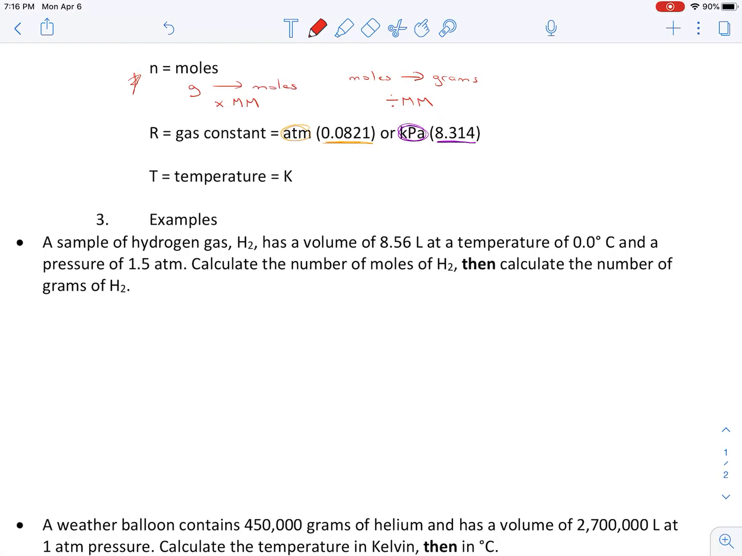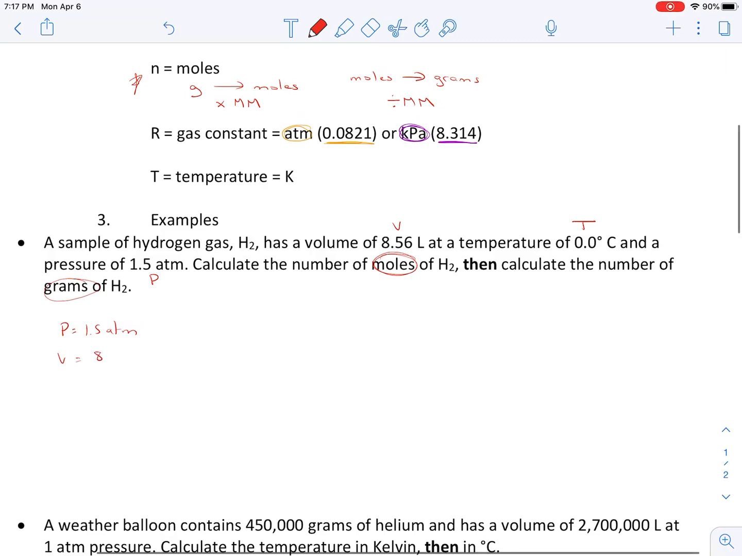Our first example problem says a sample of hydrogen gas has a volume of 8.56 liters, a temperature of 0.0 degrees C, and a pressure of 1.5 atm. We're supposed to find the moles of H2, and then calculate grams after that. As we go through, our pressure is 1.5 atm, so the gas constant that we're going to use is 0.0821.